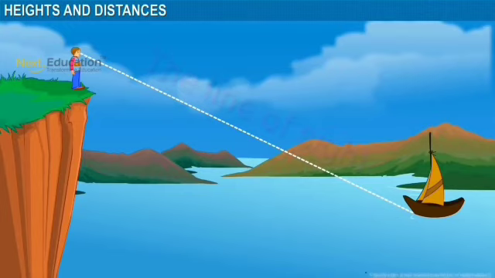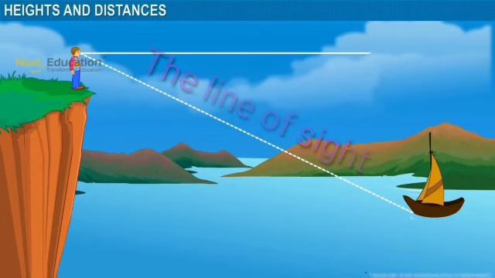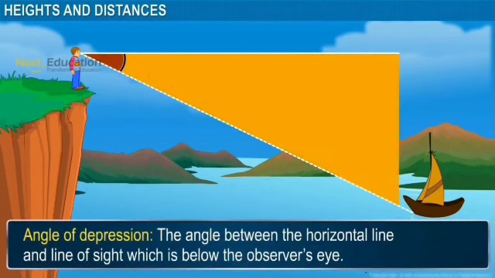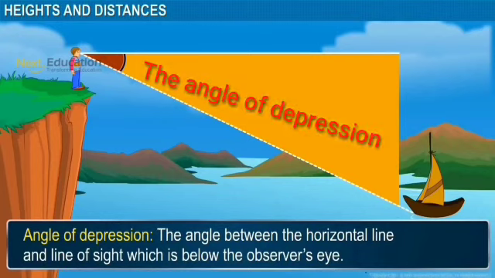The line joining his eye and the boat is called line of sight. The angle between this horizontal line and the line of sight is called the angle of depression.